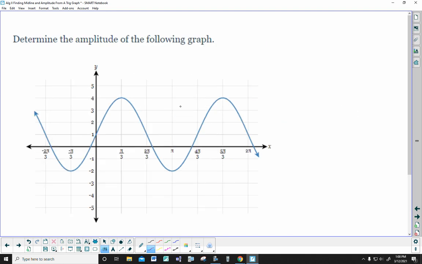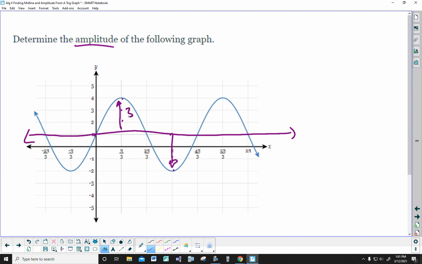Okay, this is looking for amplitude. Amplitude is a measure of strength of the wave. What you need to do is find that midline. The midline to me looks like it's this line right here. Let's check it. 1, 2, 3 up, or from the midline, 1, 2, 3 down. The distance from the midline to a peak or to a valley is the amplitude.